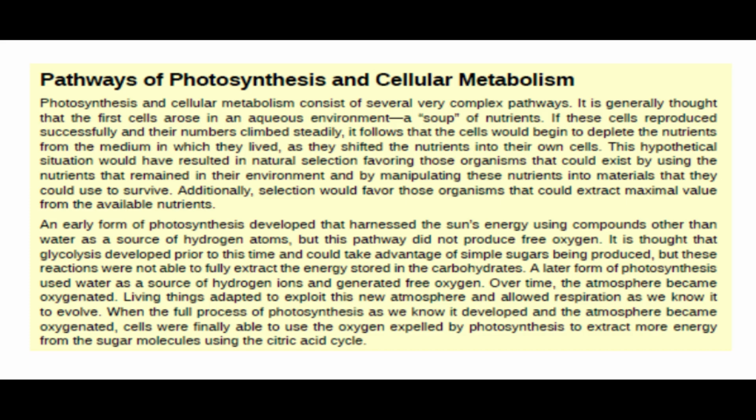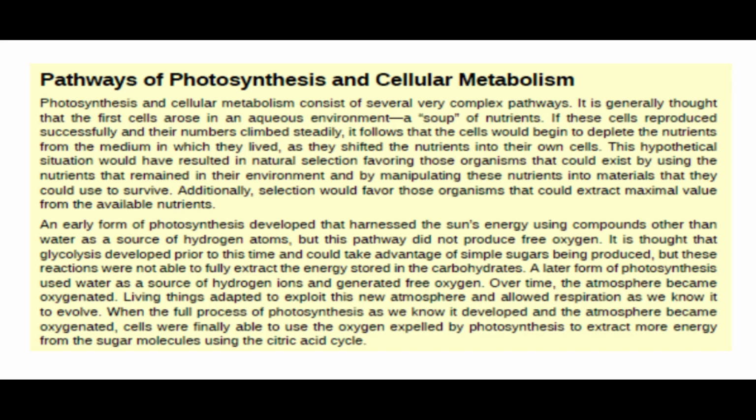This hypothetical situation would have resulted in natural selection favoring those organisms that could exist by using the nutrients that remained in their environment and by manipulating these nutrients into materials that they could use to survive. Additionally, selection would favor those organisms that could extract maximal value from the available nutrients. An early form of photosynthesis developed that harnessed the sun's energy using compounds other than water as a source of hydrogen atoms, but this pathway did not produce free oxygen.